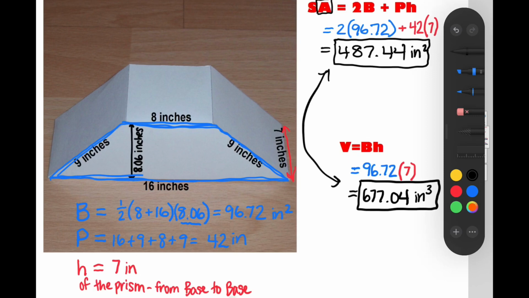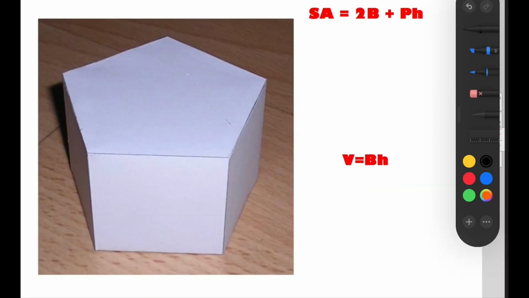Now, you shouldn't really compare these two numbers because they're measuring different things. This one's talking about how many squares to cover the thing, and this is talking about how many cubes to fill the thing. I've got one more nice example for you. When you look at this shape, the first thing you should do is try to identify which shape are the bases. Can you find the two congruent faces that are also parallel to each other?